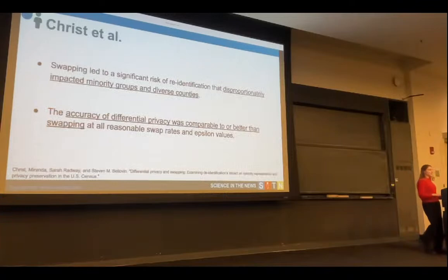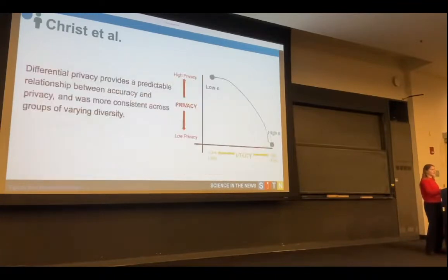And so as far as our findings go, we saw that swapping mechanisms led to a significant risk of re-identification that disproportionately impacted minority groups. We also saw that diverse counties suffered significantly worse accuracy and privacy when compared with swapping. And then regarding accuracy, at the parameter values that were deemed reasonable through the privacy analysis, we found that the accuracy of differential privacy was equivalent to or better than swapping. And also the utility varied a lot between parameter values for swapping. So as a result, that basically just means that we learned something about the underlying mechanisms themselves in our study.